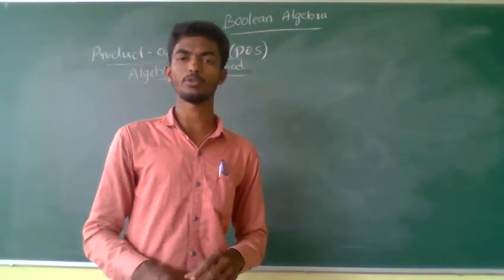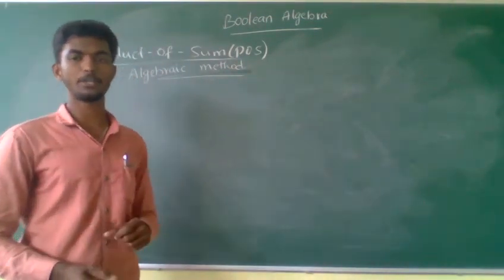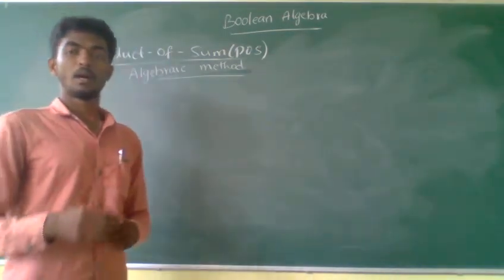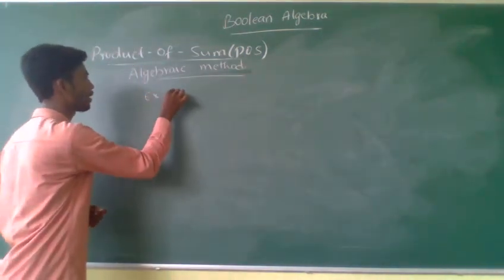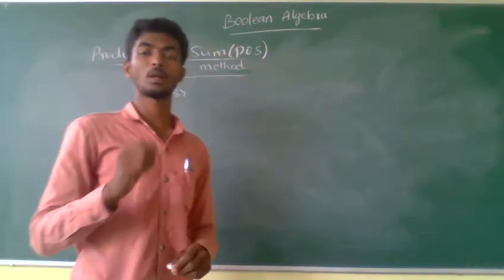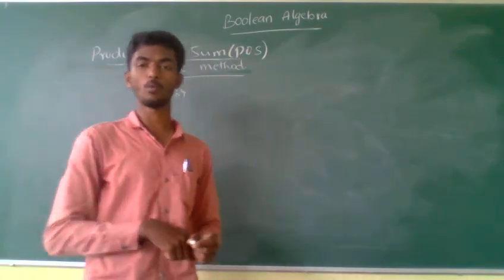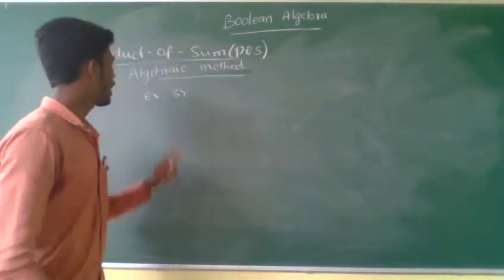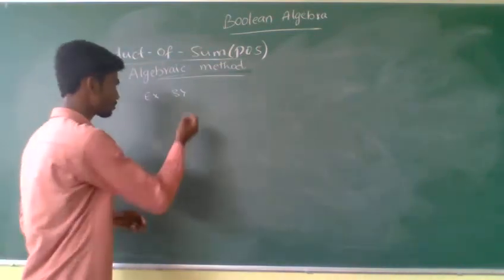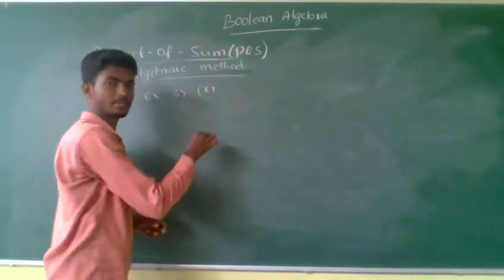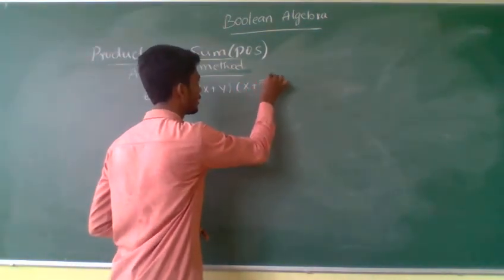I hope all of you are aware of the Boolean postulates, so I am going to explain the algebraic method with one example. This is the third example. I explained one example with the truth table method, and I gave the second example, a two-variable expression, for homework. This third example is for the algebraic method: (x + y)(x + z').